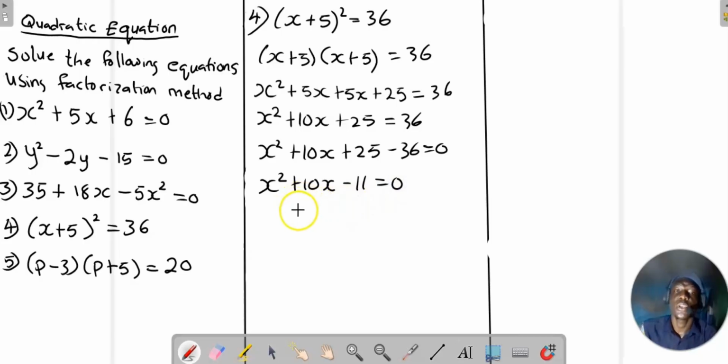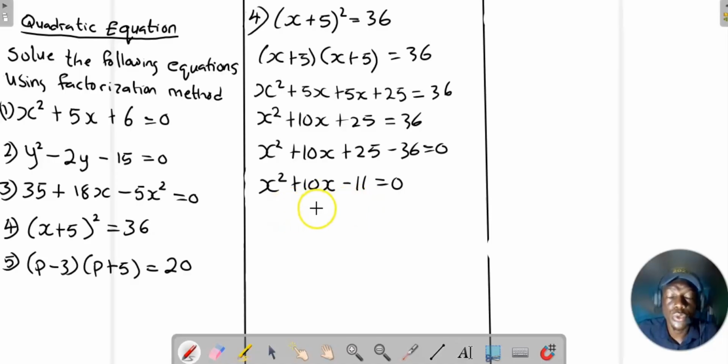Now we have formed a quadratic equation. We can now solve. x squared multiplied by minus 11 will give us minus 11x squared. You look for two numbers that when you multiply them, will give you minus 11x squared, and when you add them up, you will get 10x.